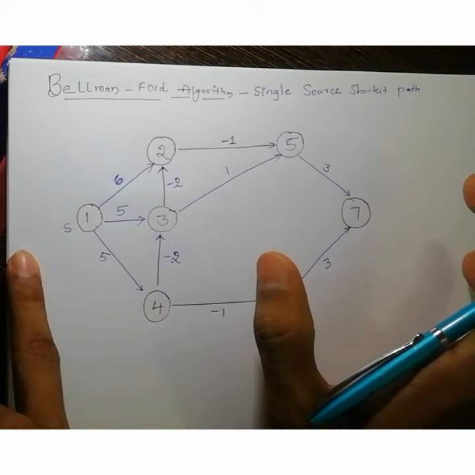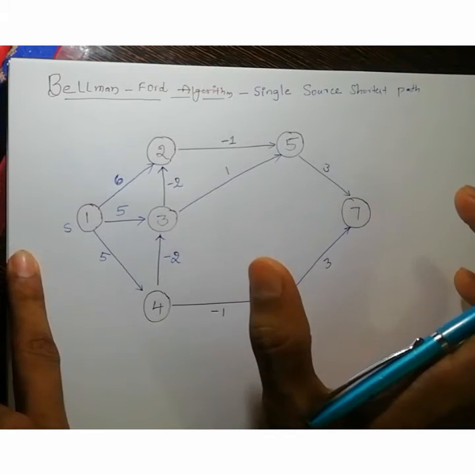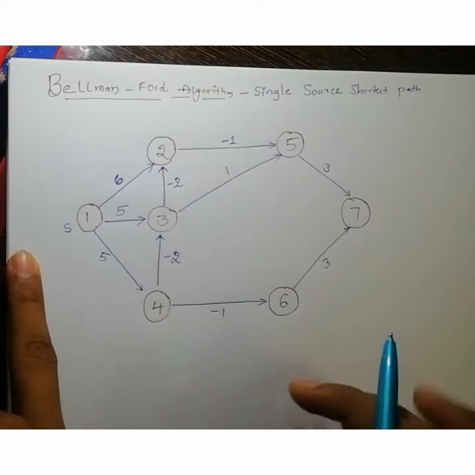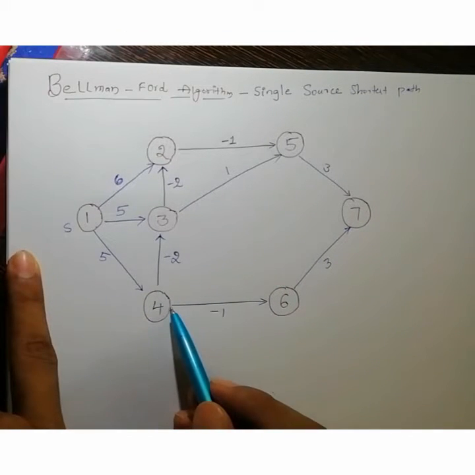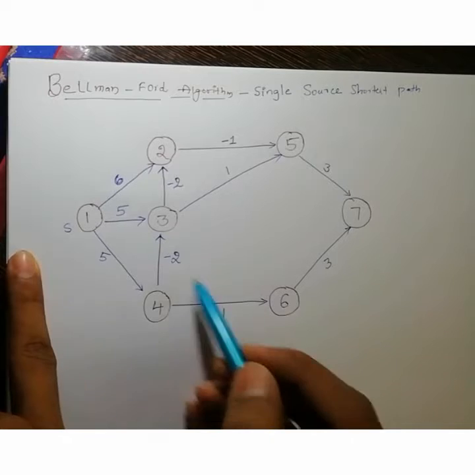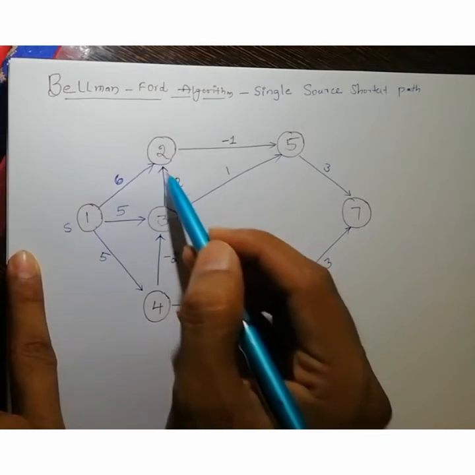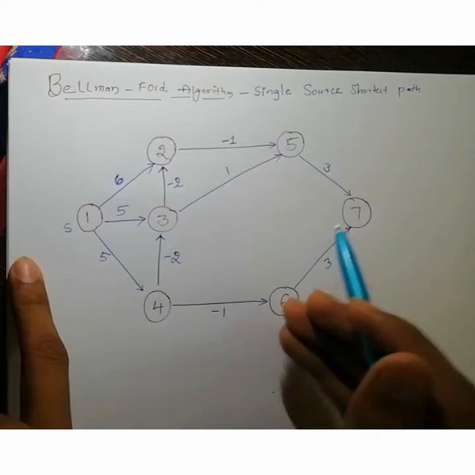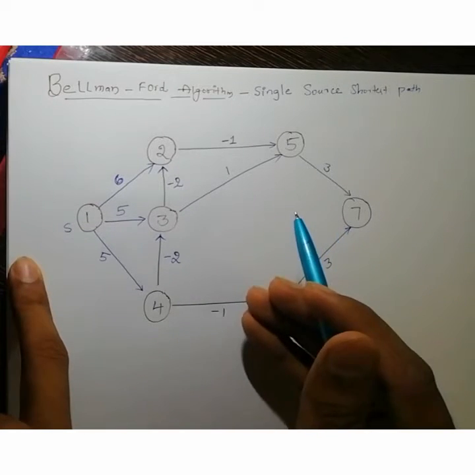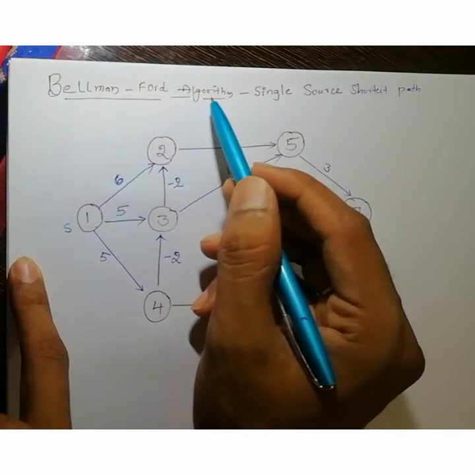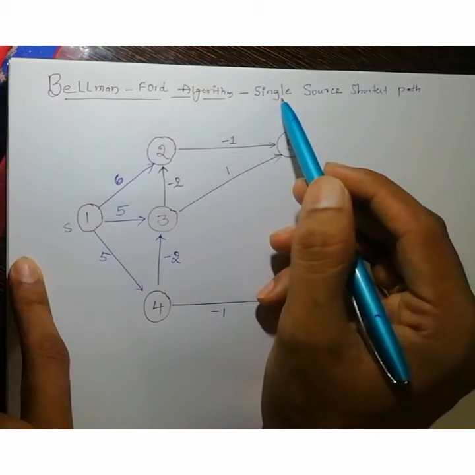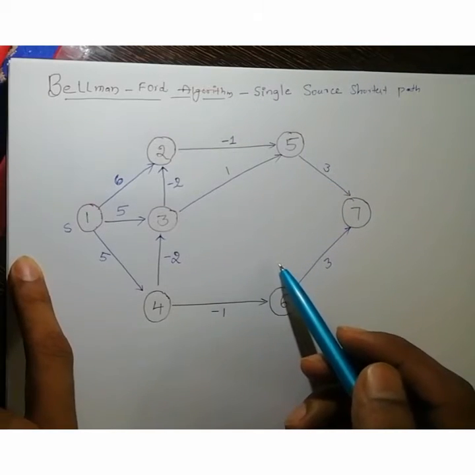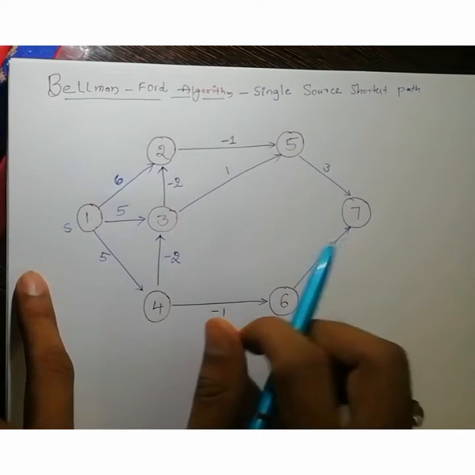Dijkstra's algorithm is used for only positive edges, but in this diagram we have negative edges also, like from 4 to 6 we have -1, from 4 to 3 -2, 3 to 2 -2, 2 to 5 -1. So for negative edge weights we use the Bellman-Ford algorithm to find the shortest path from a single source to all other vertices. Okay, let us see what the procedure is.